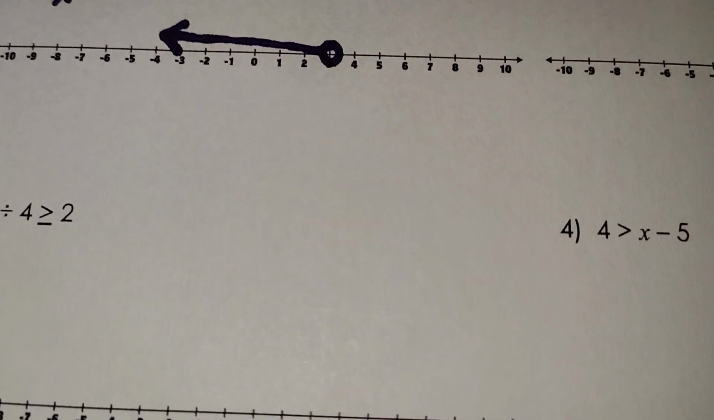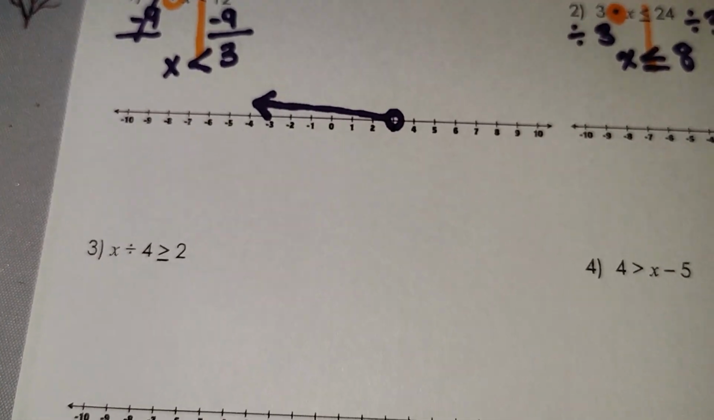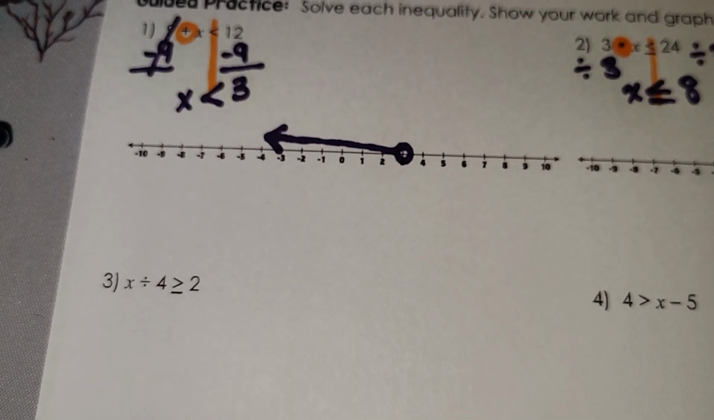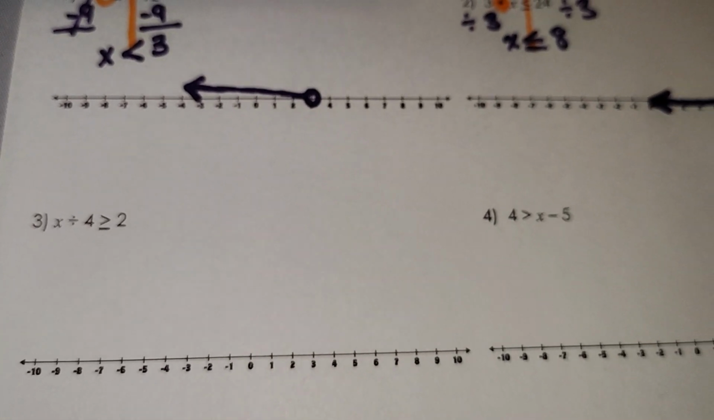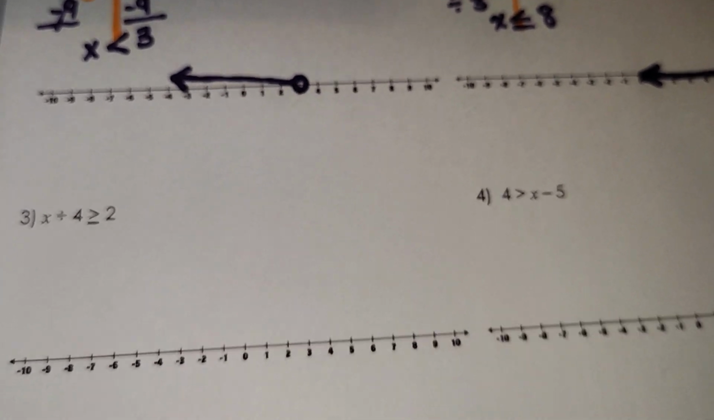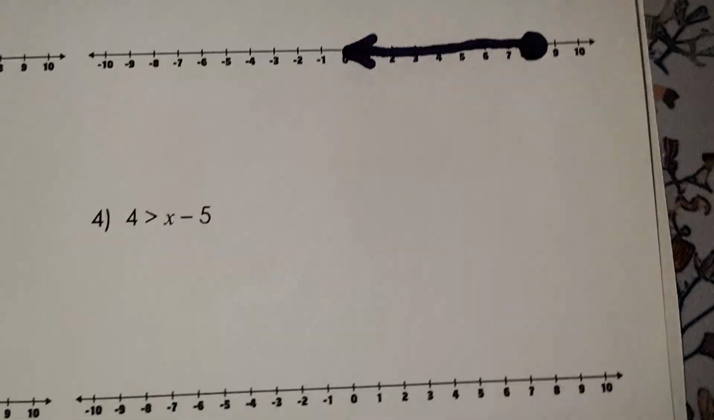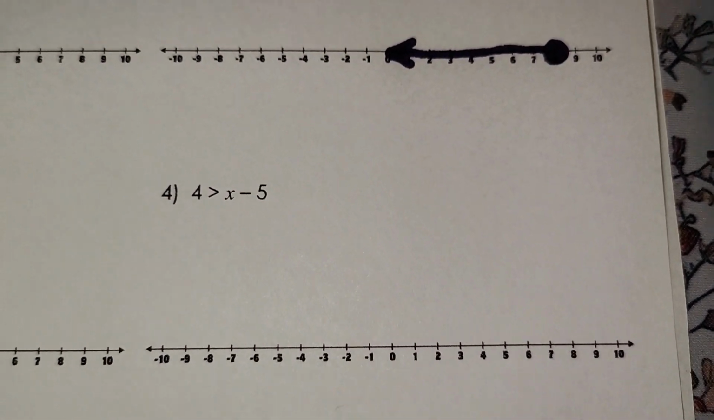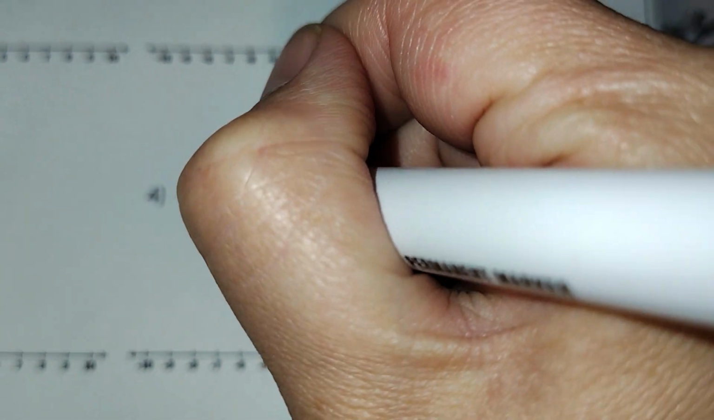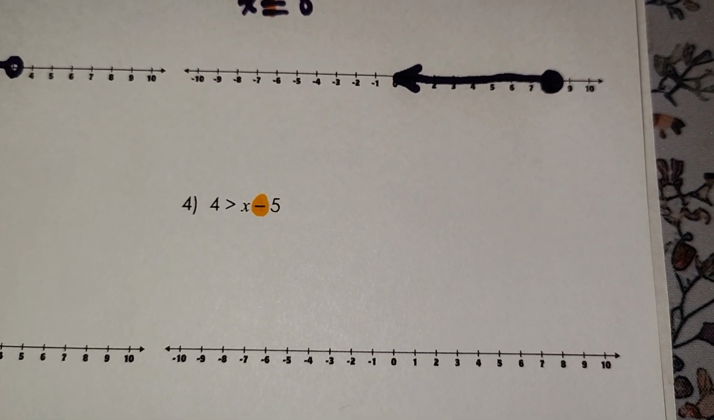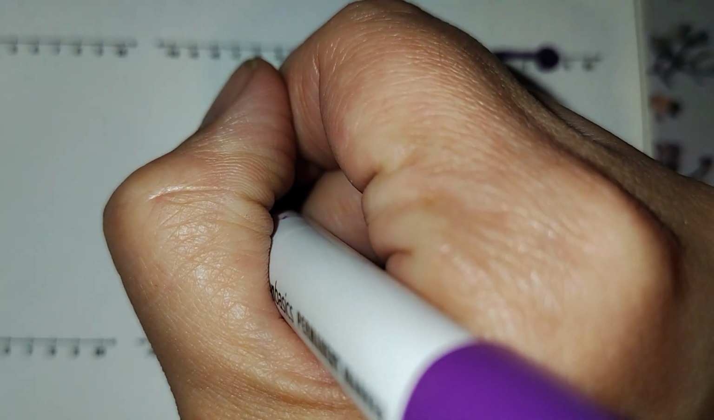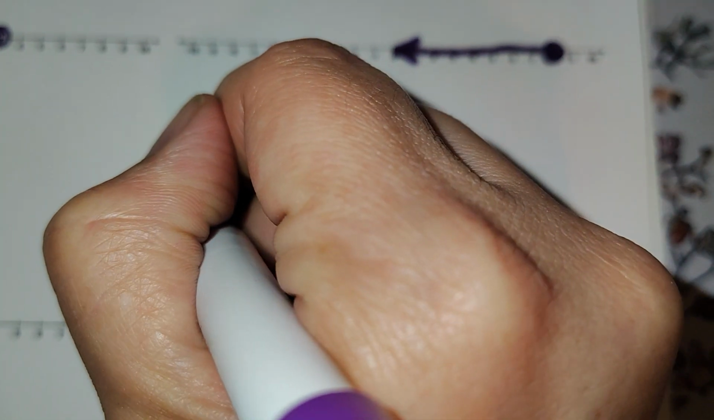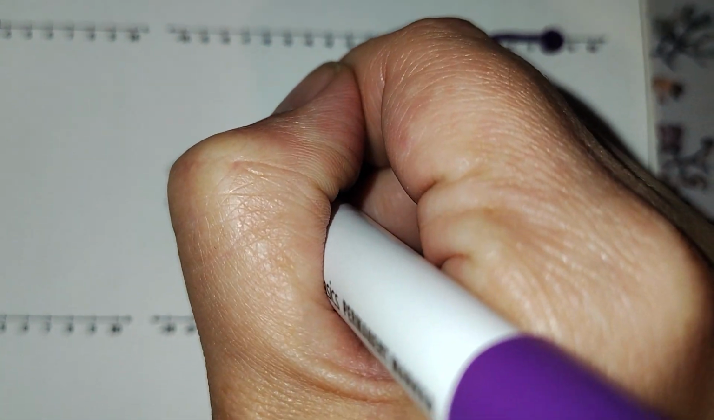Okay. I want to give you guys the opportunity to do most of these on your own because you should be able to. You did really well with our review. Let's look at number 4, and then I'll walk you through how to do the worksheets. All right, so number 4, my operation is subtraction. So that means I have to do what? We're going to add 5 on both sides.